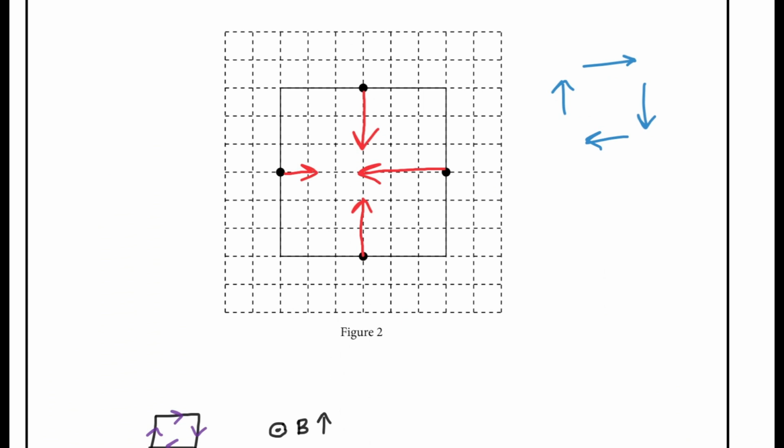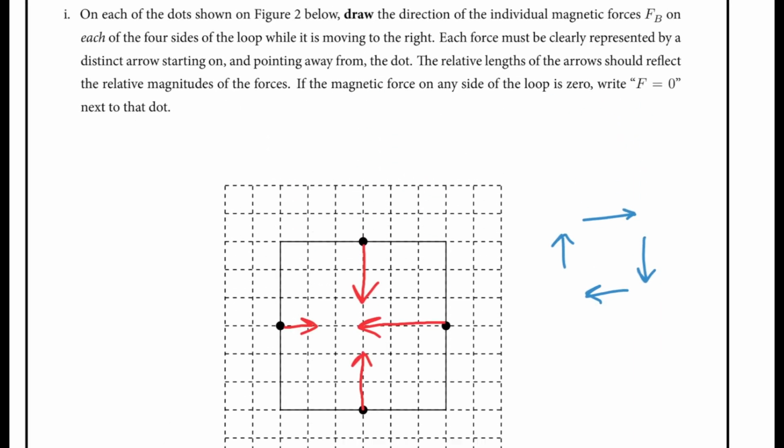So now we can just go in and actually solve the problem where we want to figure out how hard we have to pull on the loop in order to keep it at constant speed.